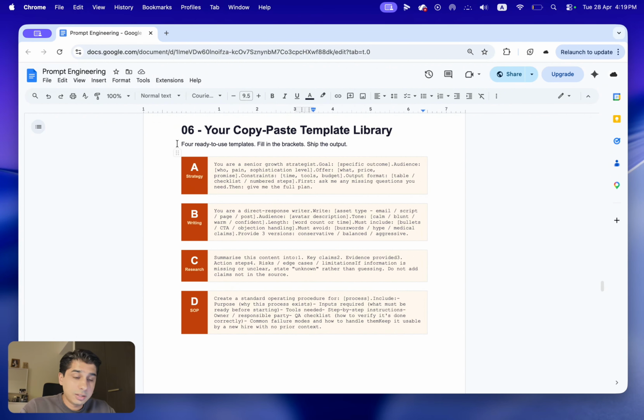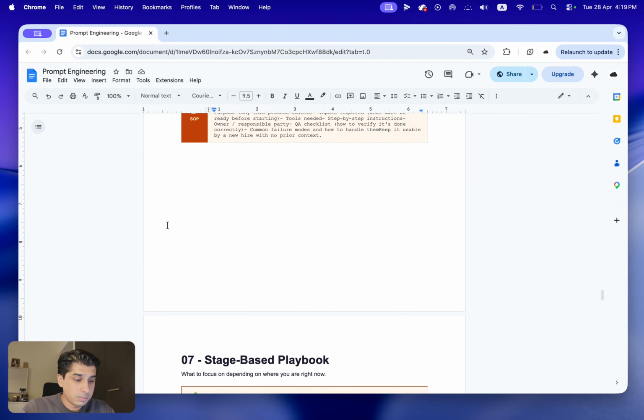Now, I'm giving you guys 4 ready to use templates. Fill in the brackets basically and ship the output. You guys can try this. We're covering strategy, writing, research, and SOP, right? Just make sure that you fill in where you need to fill in, but this is all ready to copy paste for you, again, down in the description below.